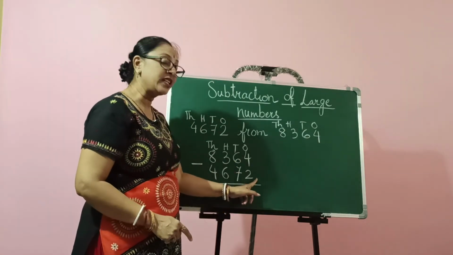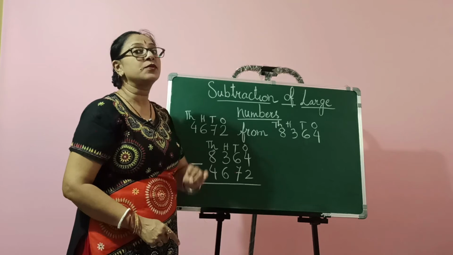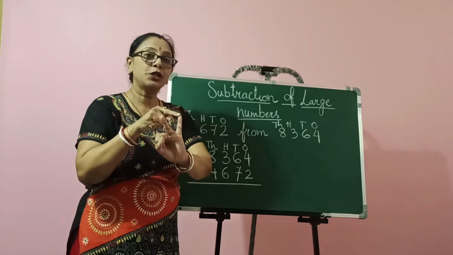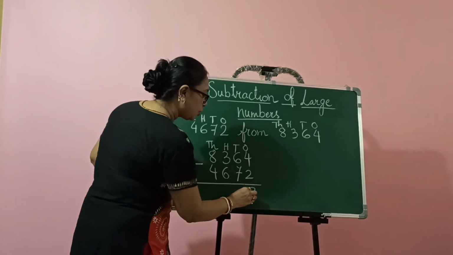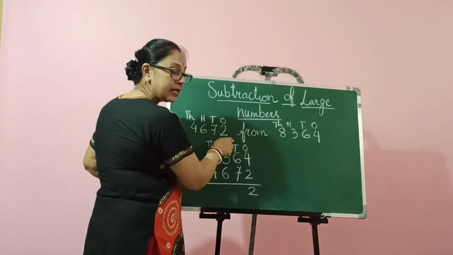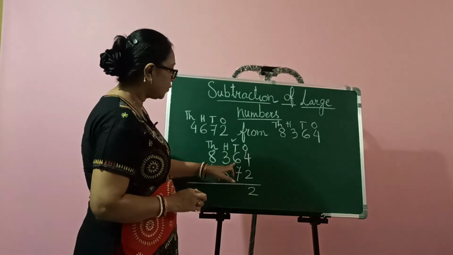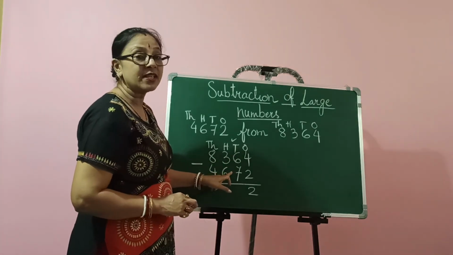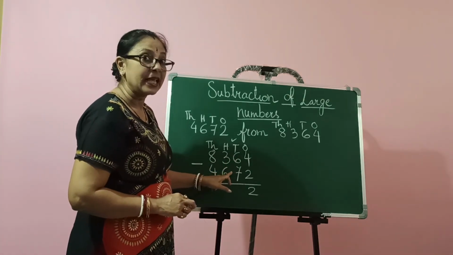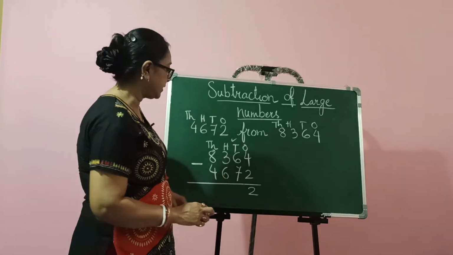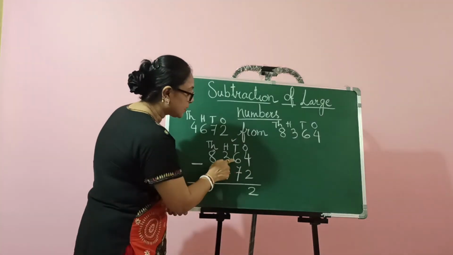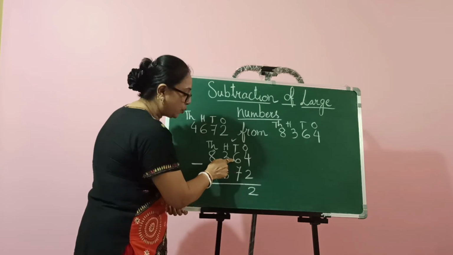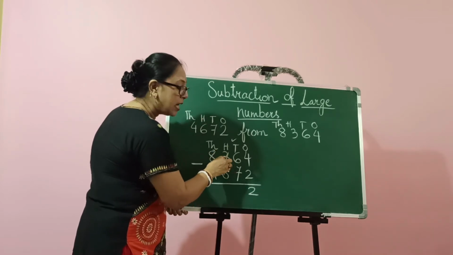How do we count? What comes after 2? After 2 comes 3, 4. So how many counts are we getting? 1, 2. So we write 2 here. Now moving on to the tens place. Here you see 6 is smaller than 7. How to subtract? Yes, here you have to understand. Since 6 is smaller than 7, we cannot subtract 7 from 6. What we do is we borrow 1 from the hundreds place.